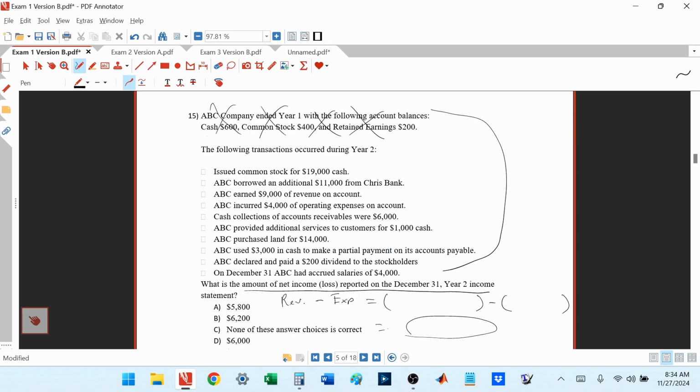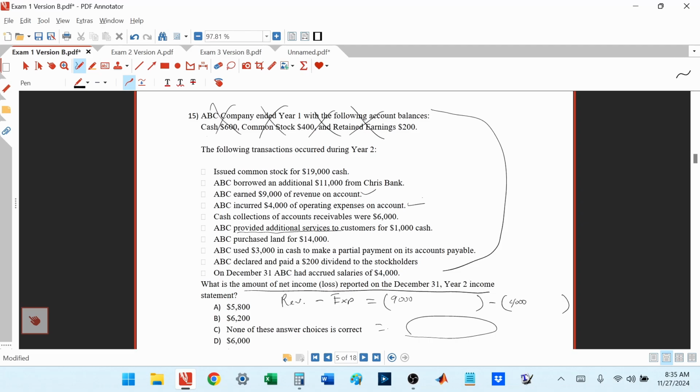We got money from the bank from borrowing money. That's not a revenue. We earned 9,000 of revenue on account. That's a revenue. We incurred 4,000 of operating expenses. That's one of the expenses. We collect cash from accounts receivable. That's not a revenue. Revenue only happens when we ship goods or provide services. We've already earned the revenue in the past if we're collecting cash on accounts receivable. So this is not a revenue.